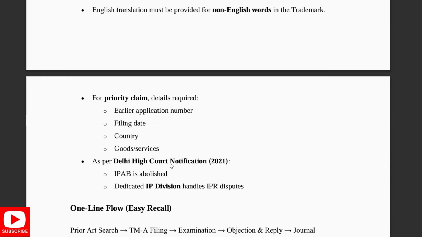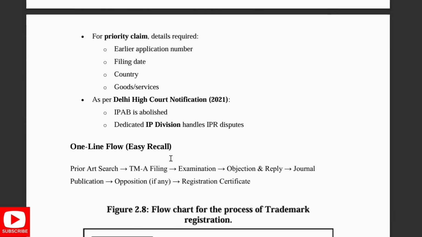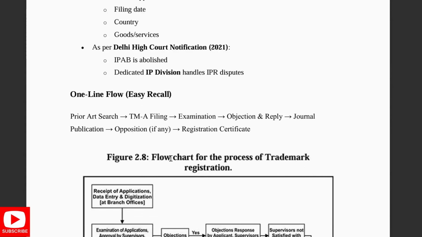So the main points you have to remember here: the English translation must be provided for the non-English words in the trademark. If you are having any regional language in the trademark that you are giving, then the translation must be given. For the priority claim, details required are earlier application number, filing date, country, goods, like that. As per the Delhi High Court notification, IPAB is abolished and a dedicated IP division handles the IPR disputes.